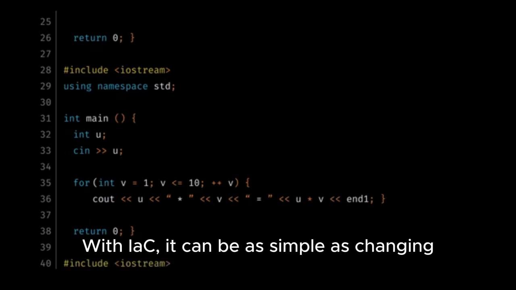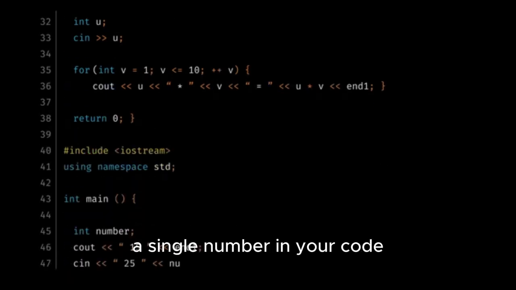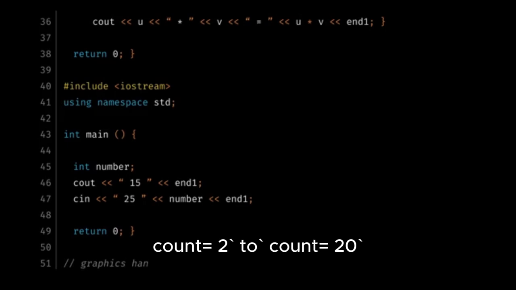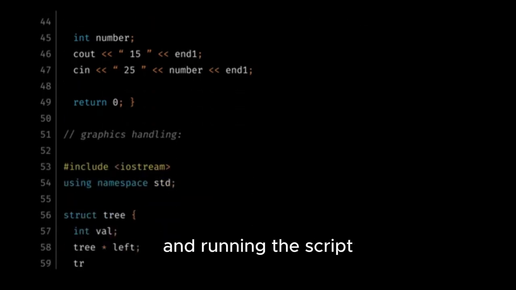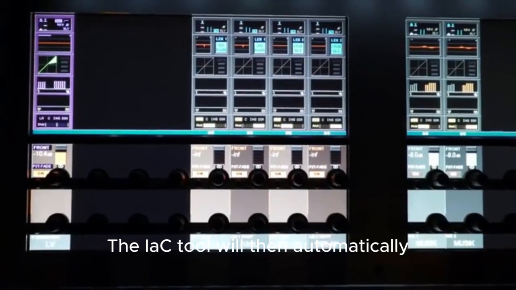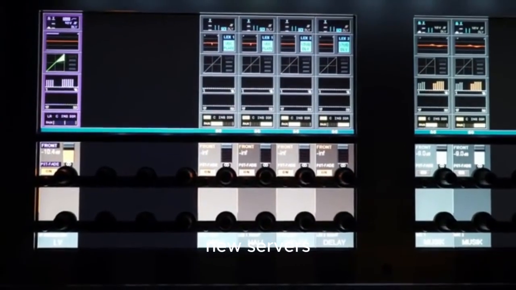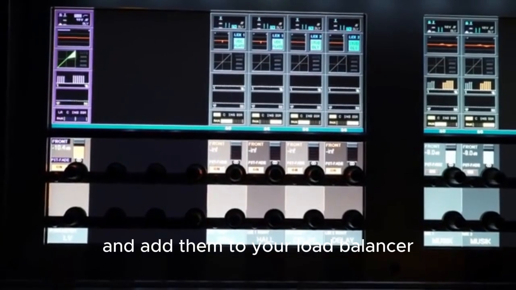With IaC, it can be as simple as changing a single number in your code file from count equals 2 to count equals 20, and running the script. The IaC tool will then automatically provision the 18 new servers, configure them, and add them to your load balancer. It's that simple. This is called horizontal scaling, and IaC makes it almost effortless.